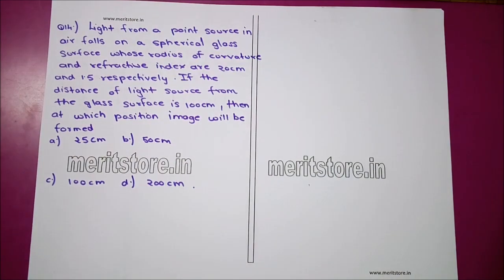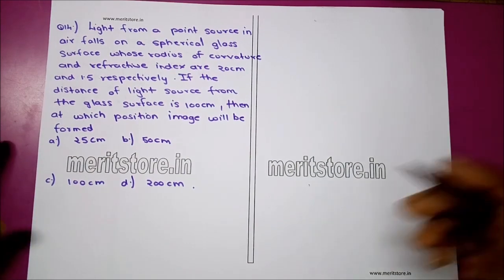Light from a point source in air falls on a spherical glass surface whose radius of curvature and refractive index are 20 centimeters and 1.5 respectively. If the distance of light source from the glass surface is 100 centimeters, then at which position will the image be formed? The options given are 25 centimeters, 50 centimeters, 100 centimeters and 200 centimeters.